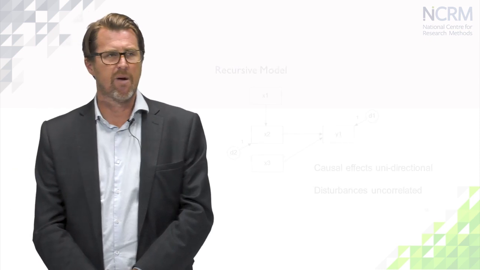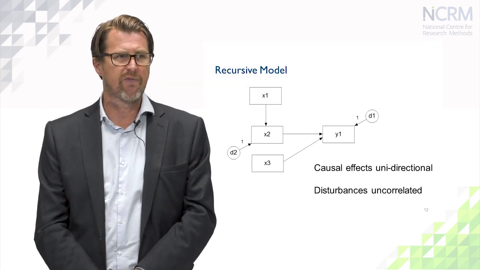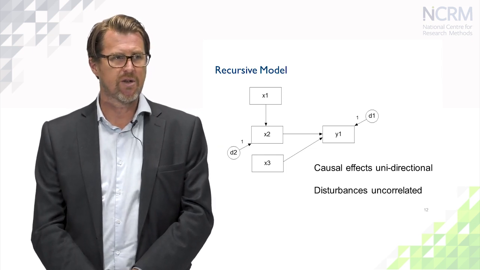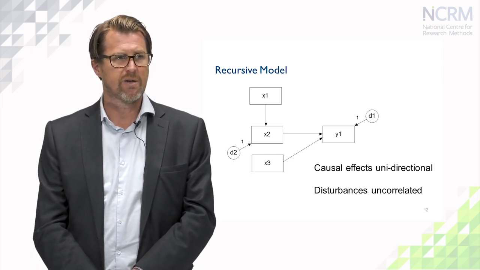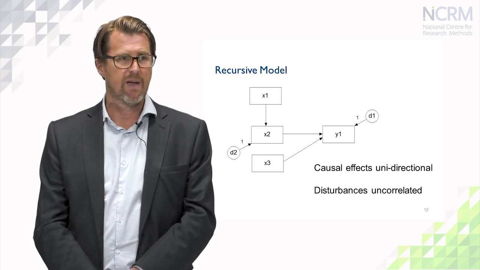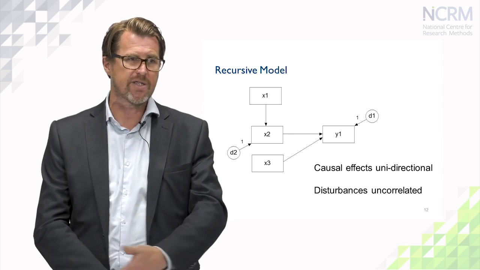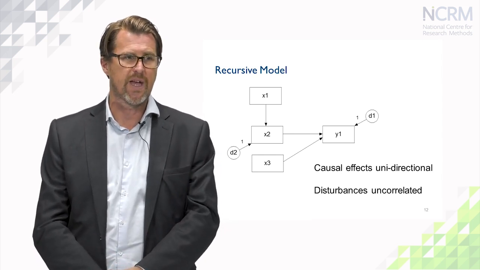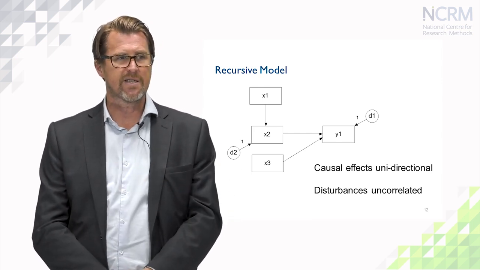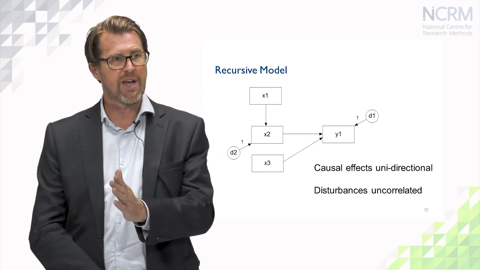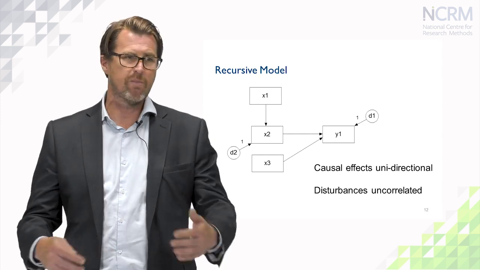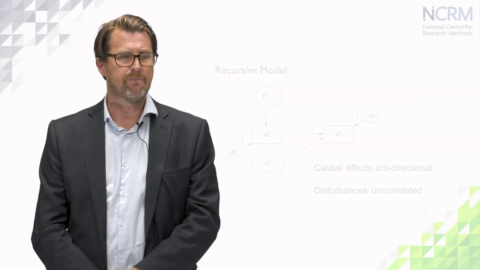Here's an example of a recursive path diagram model. We have x1 causing x2, and there's a disturbance term for that equation. x2 in turn causes y1, we have a disturbance term there, and also in that equation we have x3. So y1 is regressed on x2 and x3. But here we see that all of the causal effects are going in one direction, and none of the disturbances are correlated. So this would be a recursive model.